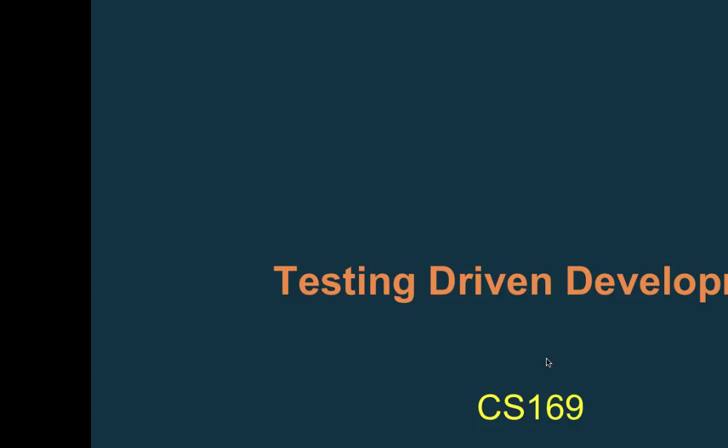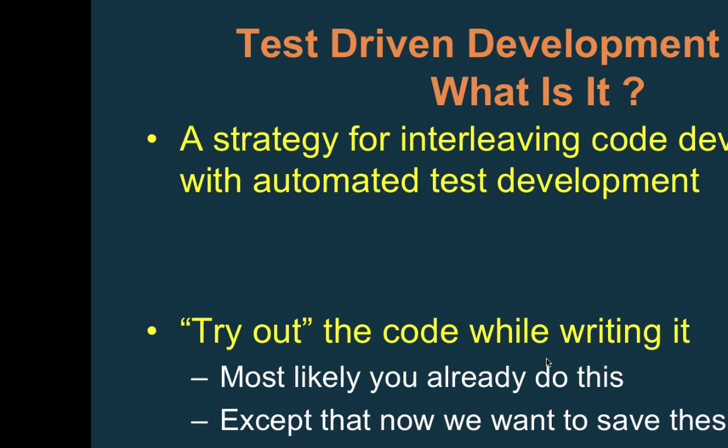It's a fairly recent technique that came along about the same time as Agile programming came along. And in fact, they go very well together. I would say even something stronger. I would say to really do Agile properly, you have to do test-driven development. What is test-driven development? It's really a strategy for interleaving code development with automated test development.